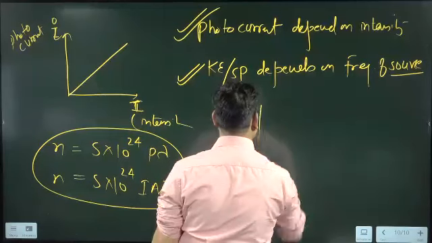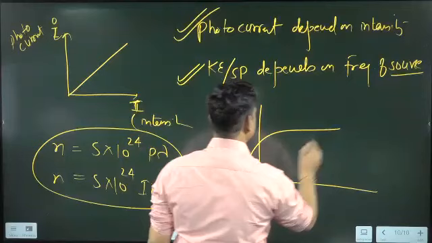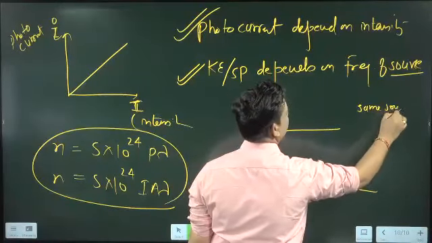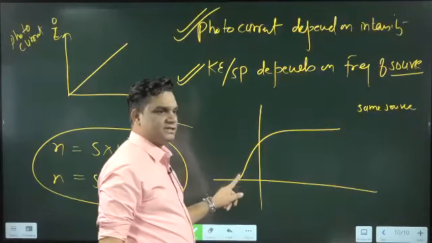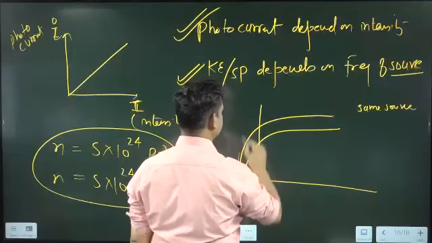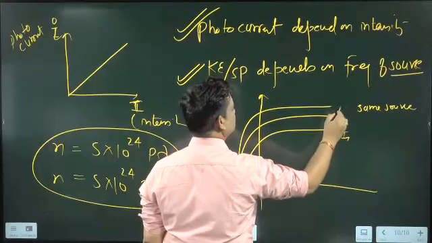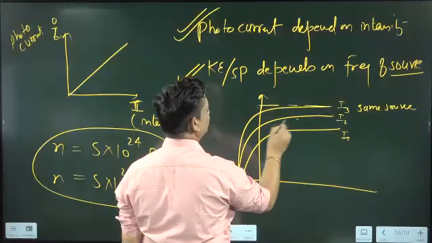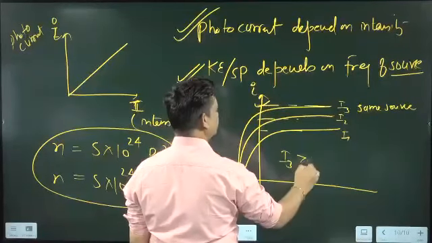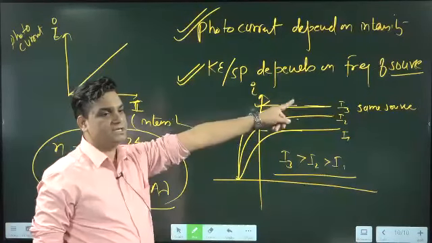Suppose if I ask the first graph, some space is there, so I can plot here. Here I'm keeping the same source. Same source means what thing is same? Your stopping potential will be same, kinetic energy will be same. So keeping the same source, I am putting these three graphs. This is I1 intensity, I2, this is I3. Everyone can say, sir, I3 will be more because here current is more. So we can say I3, then I2, then I1. And we have drawn this graph when your source was same.